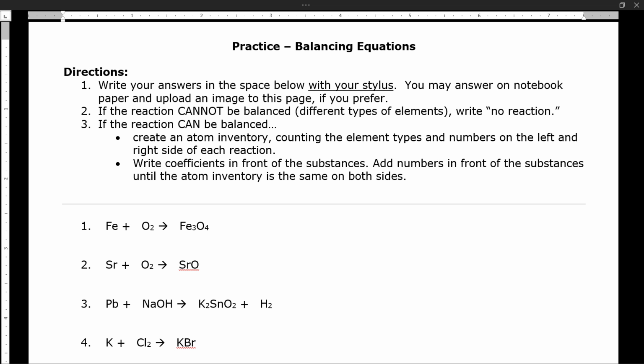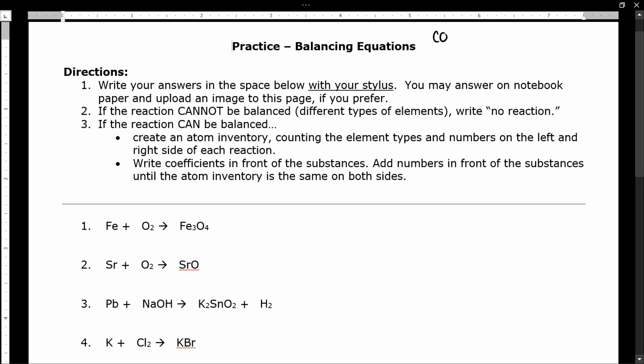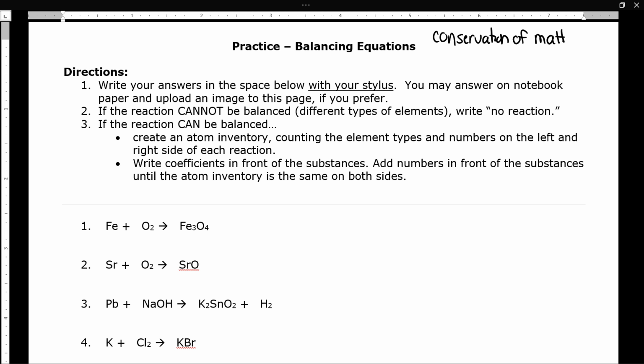All right, in this video we're going to go over some of the practice problems from balancing equations in OneNote. The idea behind balancing equations is that we are trying to follow the law of conservation of matter. The idea behind the law of conservation of matter is that matter cannot be created or destroyed. So what that means is that the atoms at the beginning of some sort of process or change need to be equal to the atoms at the end of whatever process or change you are going through.